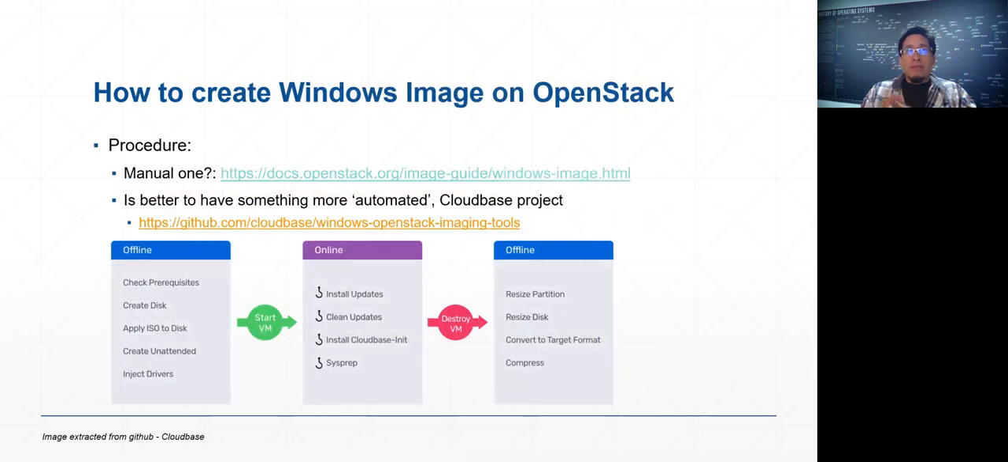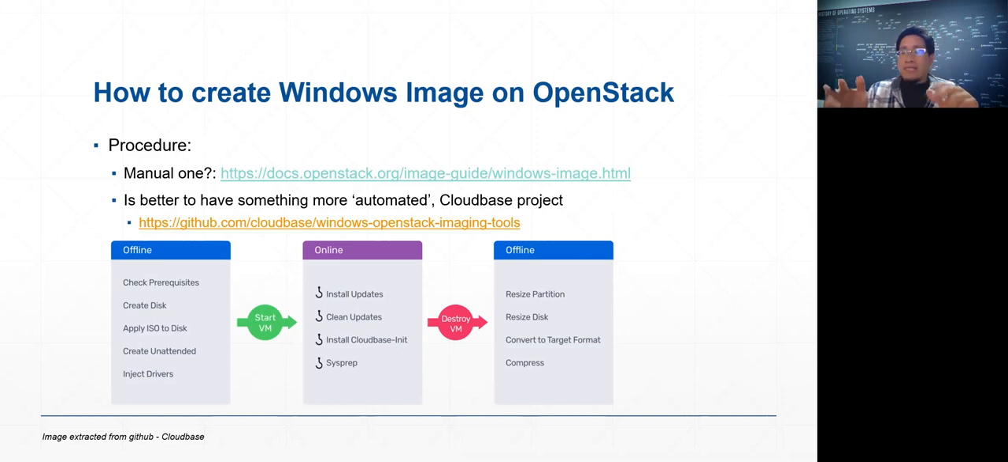How to create a Windows image on OpenStack? You can follow the manual procedure. You have the link over there in the OpenStack docs, and you start from the beginning. You put in the ISO file, you create the raw disk, and so on, and you have one image. But doing that every month would be very time consuming. It's better to have a more automated way.